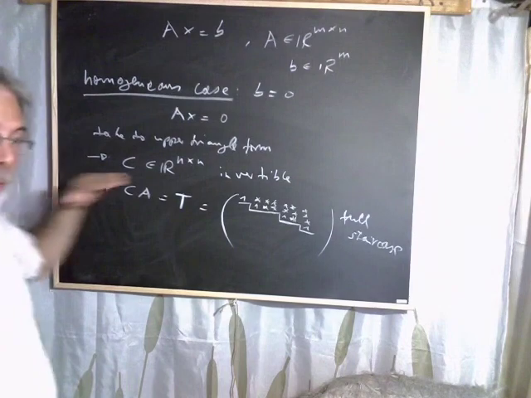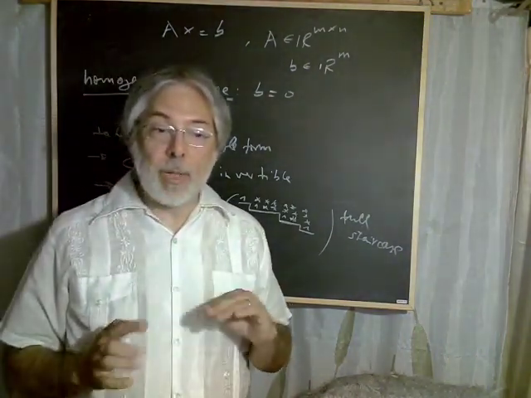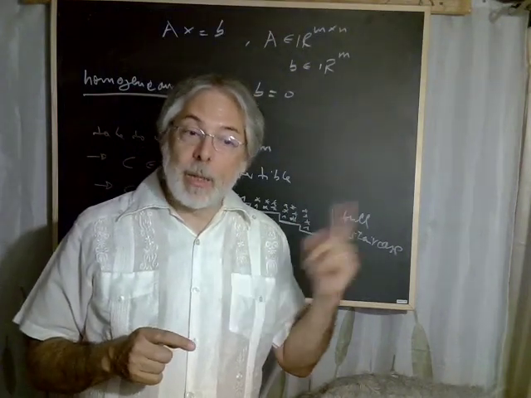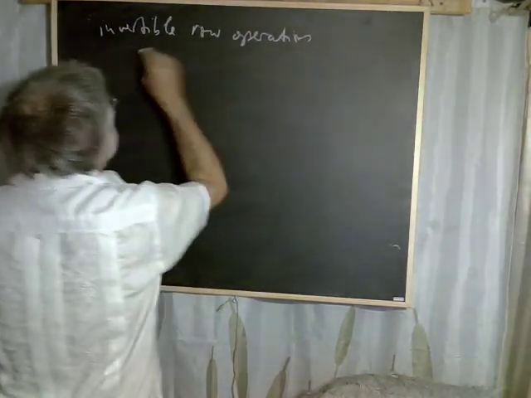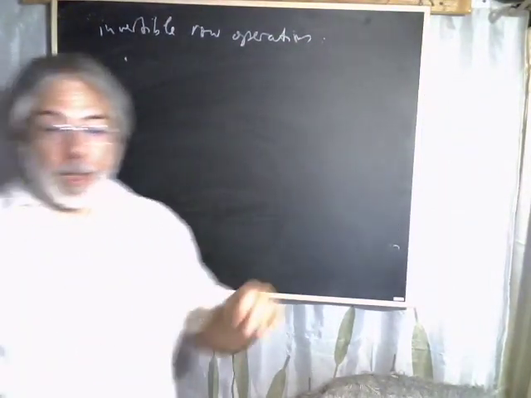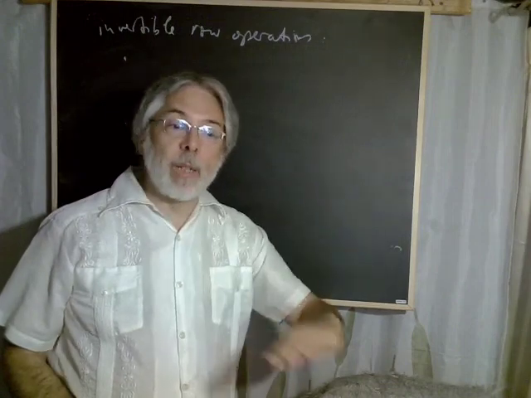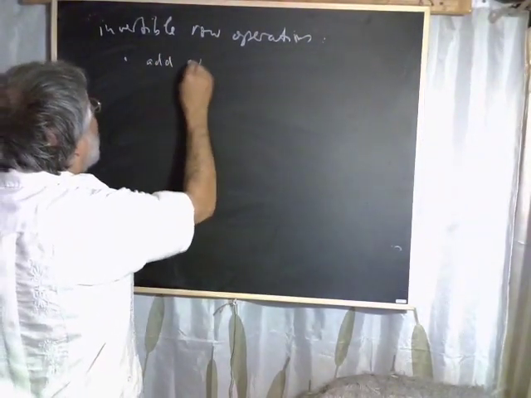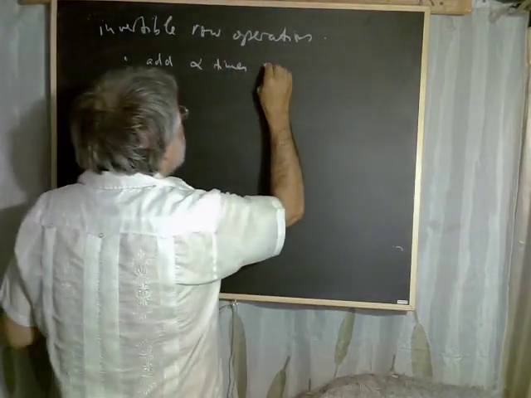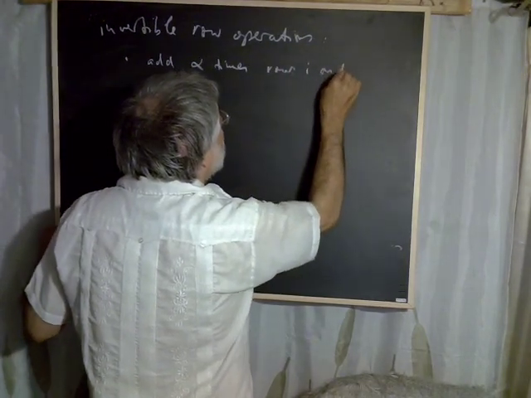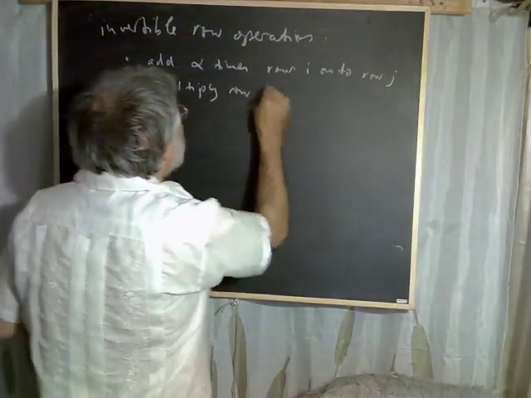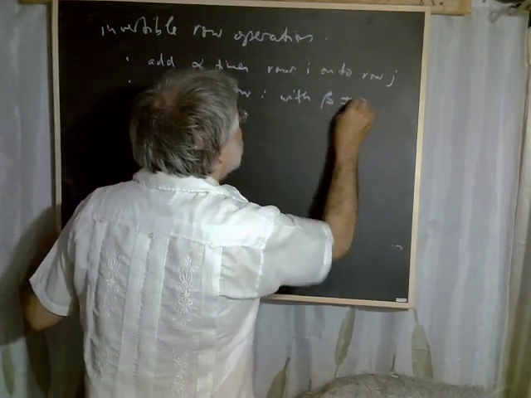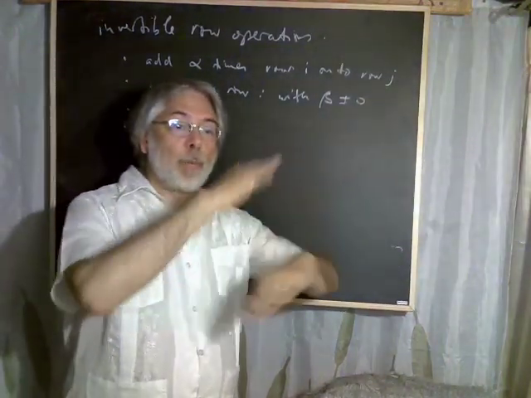How do you get this operation, this matrix C? Well, you look at the individual row operations that you do. In each step it has to be invertible. And then you get an invertible matrix C. Invertible row operations. What do we have? You can add alpha times row i onto a different row j, multiply row i with some beta non-equal to 0. And what else can you do? You can swap two rows.